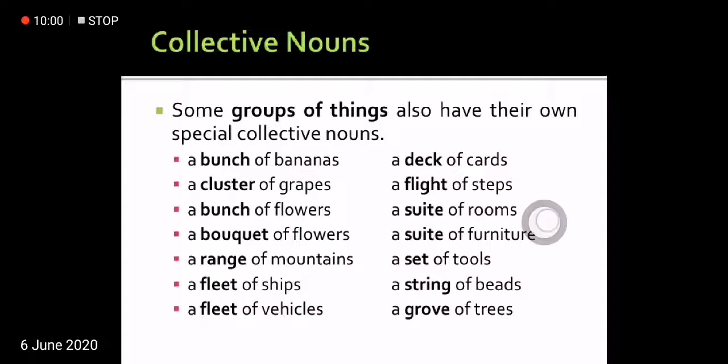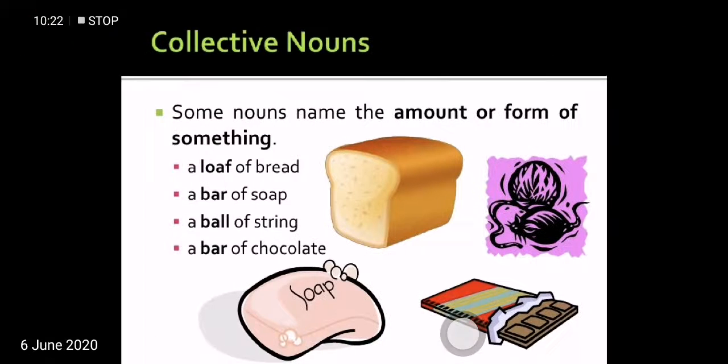a fleet of vehicles, a deck of cards, a flight of steps, a suite of rooms, a suite of furniture, a set of tools, a string of beads, a grove of trees, and I'm reminded of another thing, a chest of drawers. Have you ever heard it? A chest of drawers. Okay, let's move further.